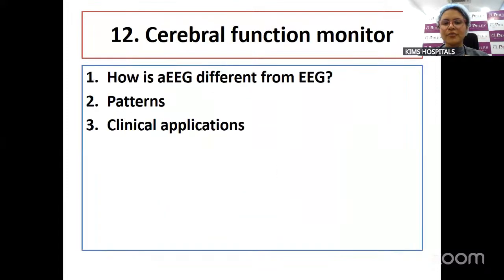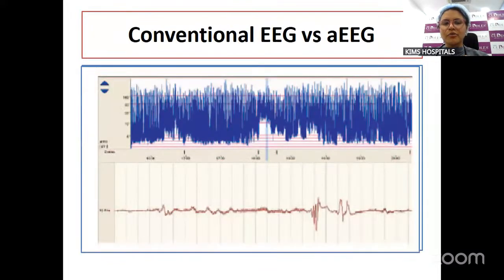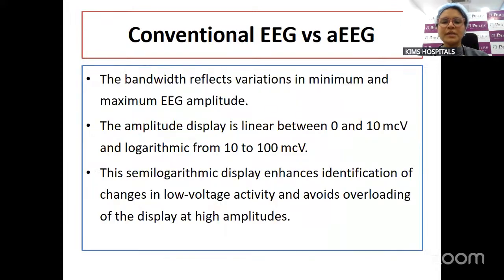So AEG is different from conventional EEG in terms of being amplified, and it is rectified electrical discharges. It is also filtered, because the electrical discharges beyond 15 and less than 2 volts are usually filtered out. And it is also placed on a semi-logarithmic scale in contrast to a linear display as in the conventional EEG. Now, how does it help us?